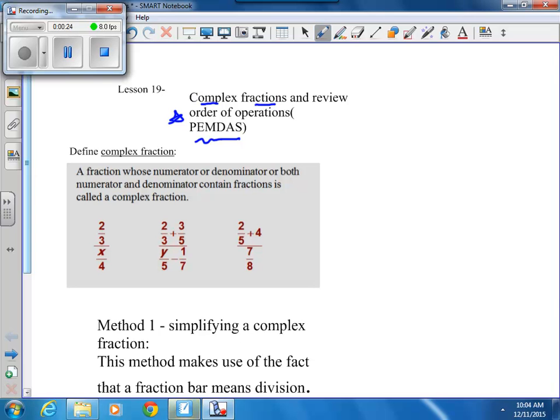A fraction whose numerator or denominator or both contain fractions is called a complex fraction. So notice here we have a fraction on top of a fraction. Here we have the sum of two fractions on top of the difference of two fractions. Here we have a whole number plus a fraction over a fraction. So all of these would be the formats of complex fractions. Question is, how do you simplify them?